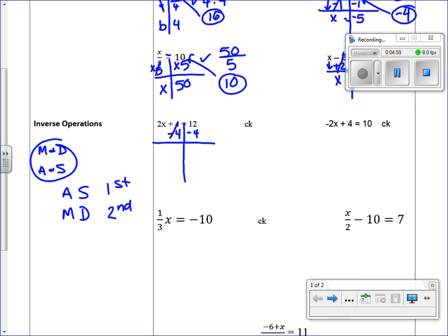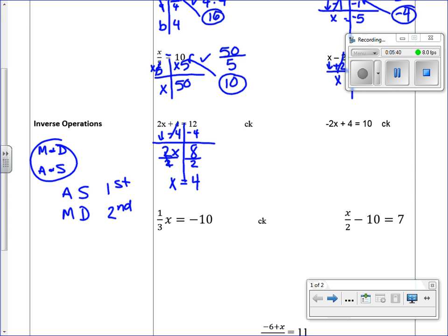I have 12 minus 4, I end up with 8. I have to bring down what I haven't messed with, and the thing I haven't messed with is that 2x. So that 2's hanging on. Now I'm on to my dear. I've taken care of Aunt Sally, so now I need to take care of my multiplication and division. Since side by side is multiply, I do the opposite, which is divide by 2, and whatever I do to one side, I do to the other. Those guys cancel. I'm left with x, and it's going to equal 4. 8 divided by 2 is 4.